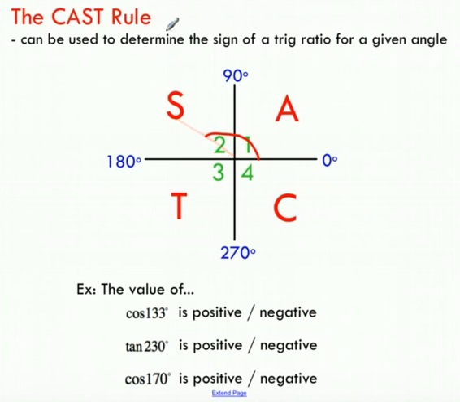So let's look at the tan of 230 degrees. If we rotate our terminal arm, you'll see that we're in this quadrant here between 180 and 270. Only tan is positive here, so that tells us that we have a positive value when we take the tan of 230. Cos of 170, lastly: if we rotate, we're between 90 and 180, approximately here. Only sine is positive here, so we know that the cos of 170 will be a negative number.